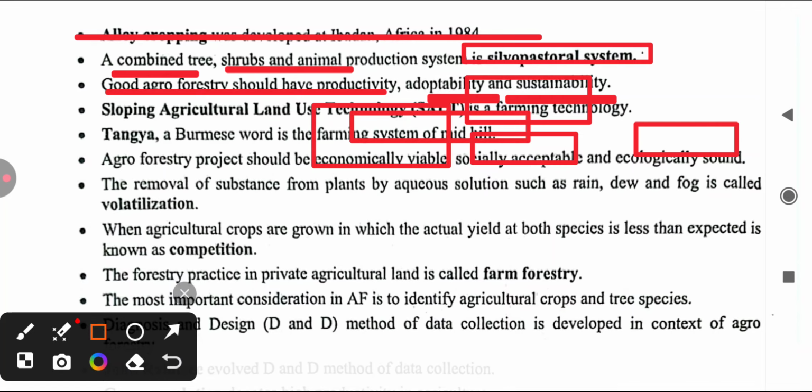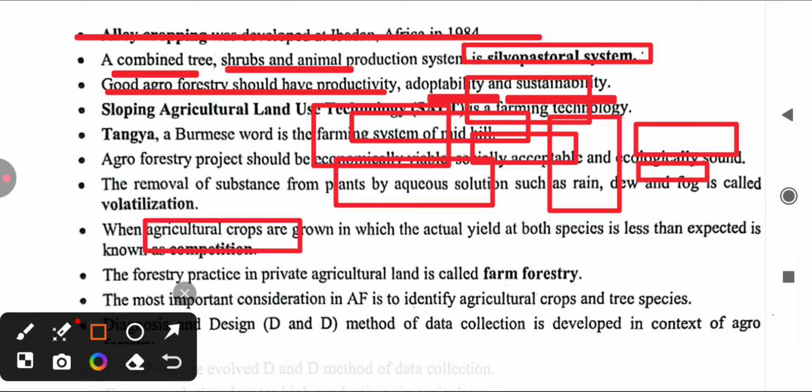The removal of substances from plants by aqueous solutions such as rain, dew and fog is called leaching. When agricultural crops are grown together and the actual yield of both species is less than expected, it is known as competition. The forestry practice in private agriculture land is called farm forestry.